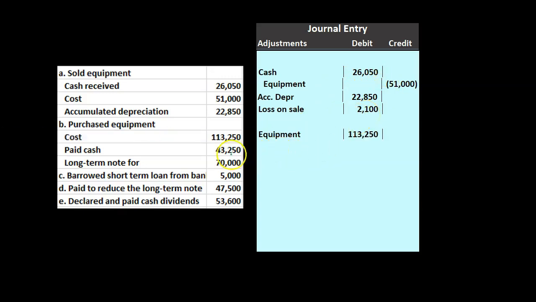Then we had this other one, equipment that we purchased. Sticker price 113,250. We only paid 43,250 for it. So then we had this note payable, this financing we dealt with. So this all deals with that equipment account. What are we going to do now to fix our equipment account?